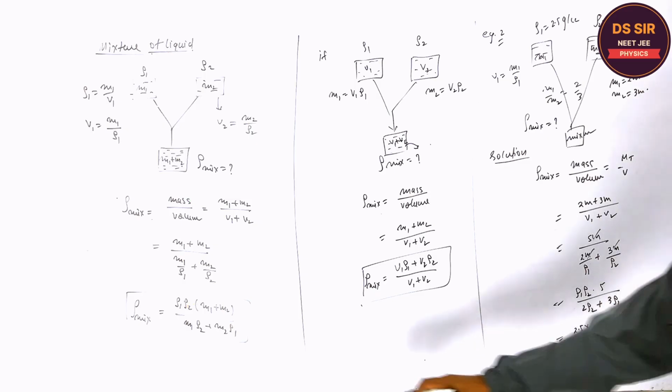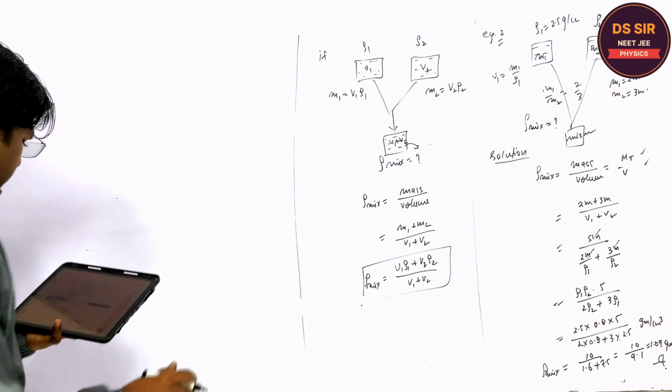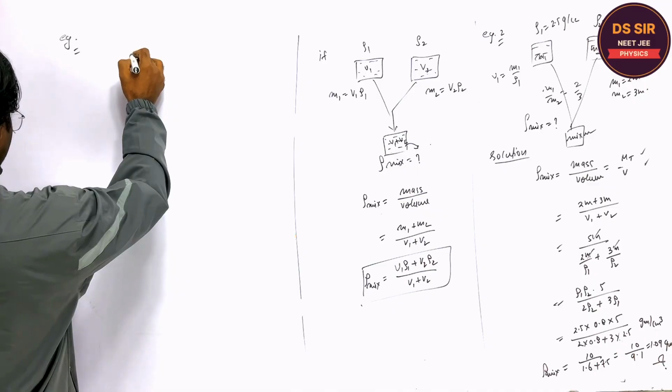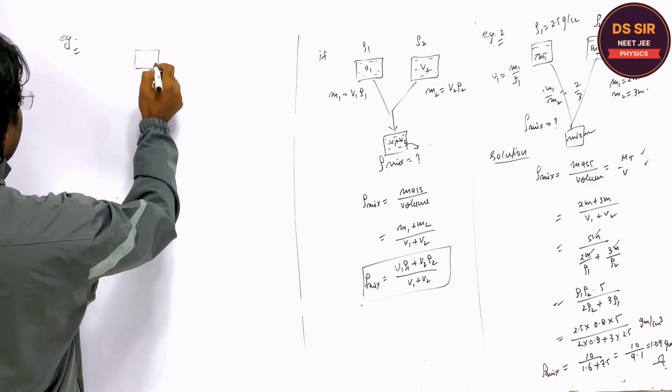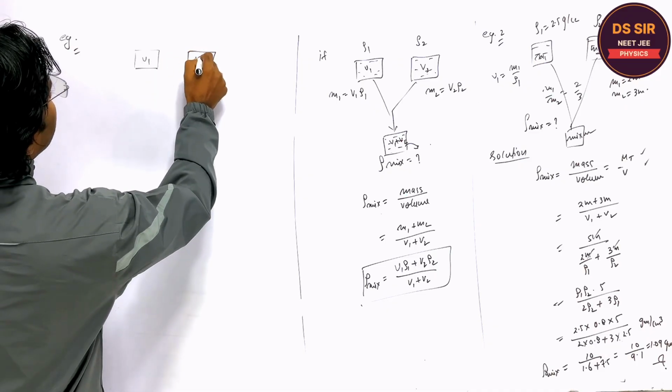Copy this. Although you can apply the formula directly, sometimes it is not remembered, so you should always use the concept. Copy this. Okay, so in this question, right, we have two liquids. This is the volume, right, volume V1 and volume V2 are given.